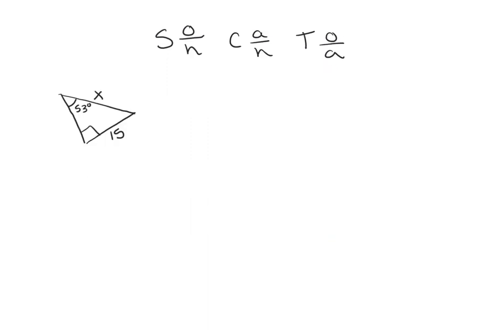Here I have another triangle, and I've got this angle, 53 degrees. It looks like we're solving for x, so we have to find the hypotenuse. And we have this side length, which is opposite of our angle. Which trig function will we use? Opposite and hypotenuse, we will use sine. So sine of 53 degrees is equal to 15 over x.